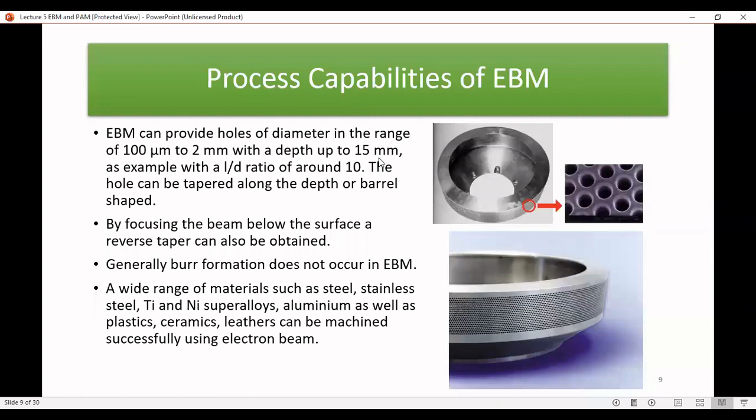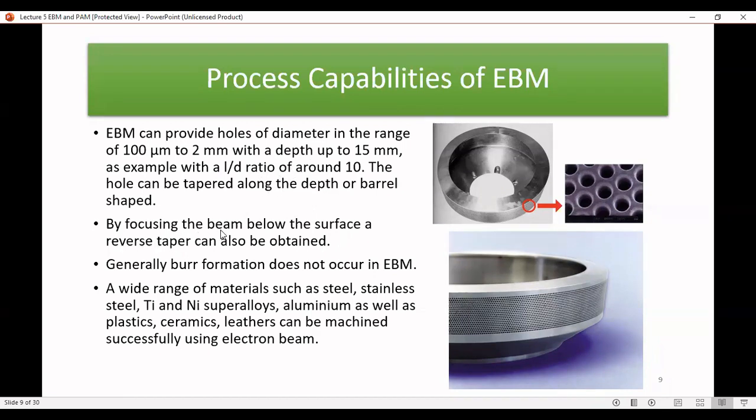If you want to do this with drilling bits, you cannot do it. And the length to diameter ratio is around 10. So you can do a length to diameter ratio around 10. The hole can be tapered along the depth or barrel shaped. So you can either taper it, or you can have it in a barrel shape. So basically this is the capability of EBM.